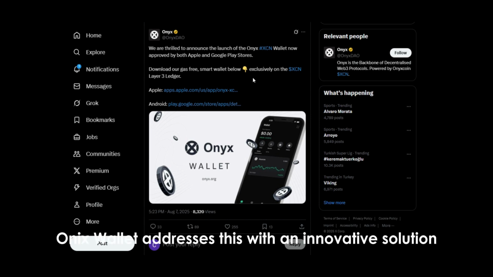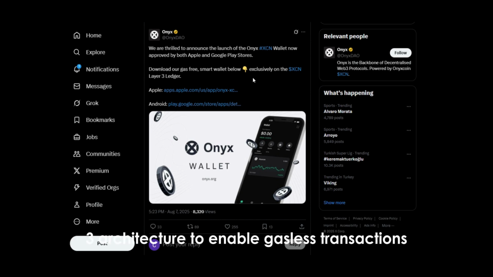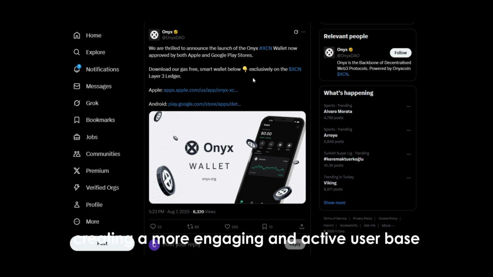Onyx Wallet addresses this with an innovative solution. It leverages XCN's Layer 3 architecture to enable gasless transactions. As a result, users can send assets or conduct operations without paying any additional fees, creating a more engaging and active user base.